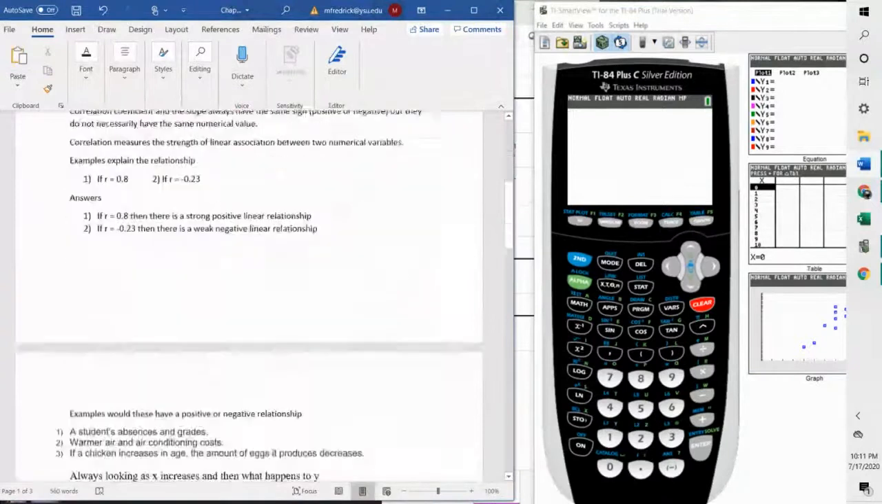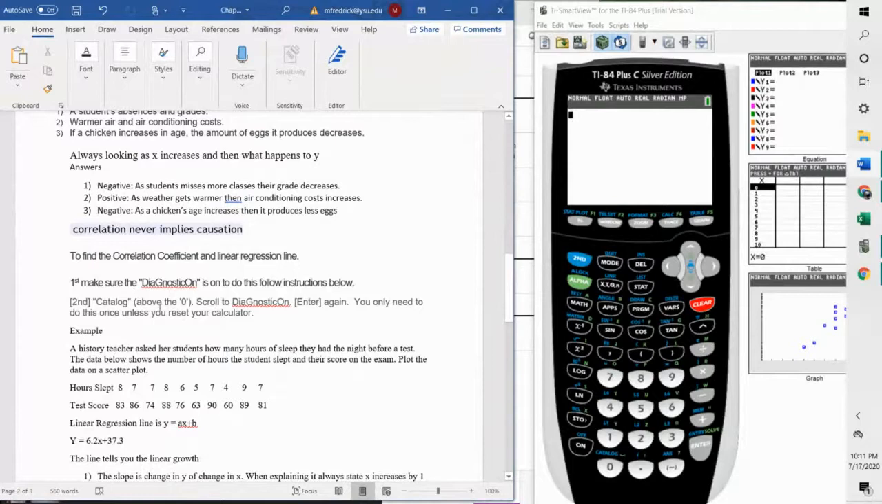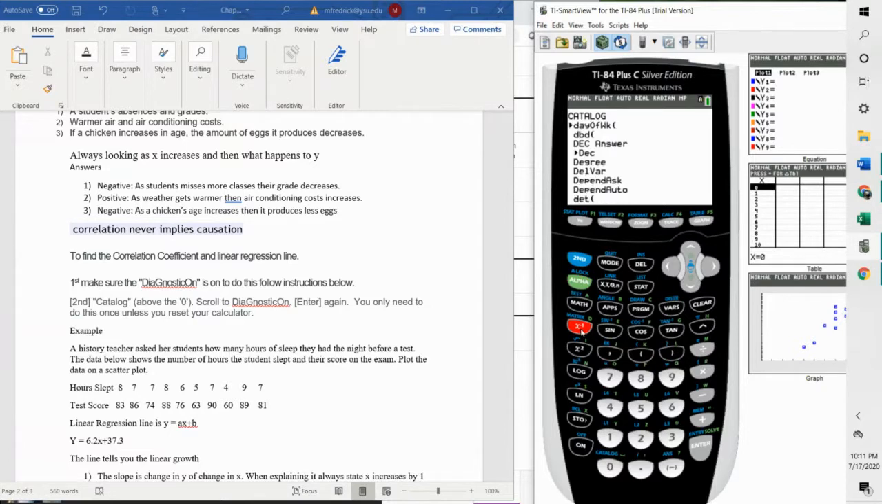Okay, so to find it, if we look at this example, the first thing you need to do is make sure your diagnostic is on. And to do that, we go second catalog. Catalog is where the 0 is down here. So second catalog. And then you got to go all the way to the D's. Let's see if we could type it. Where's the D? Alpha, D. There we go.